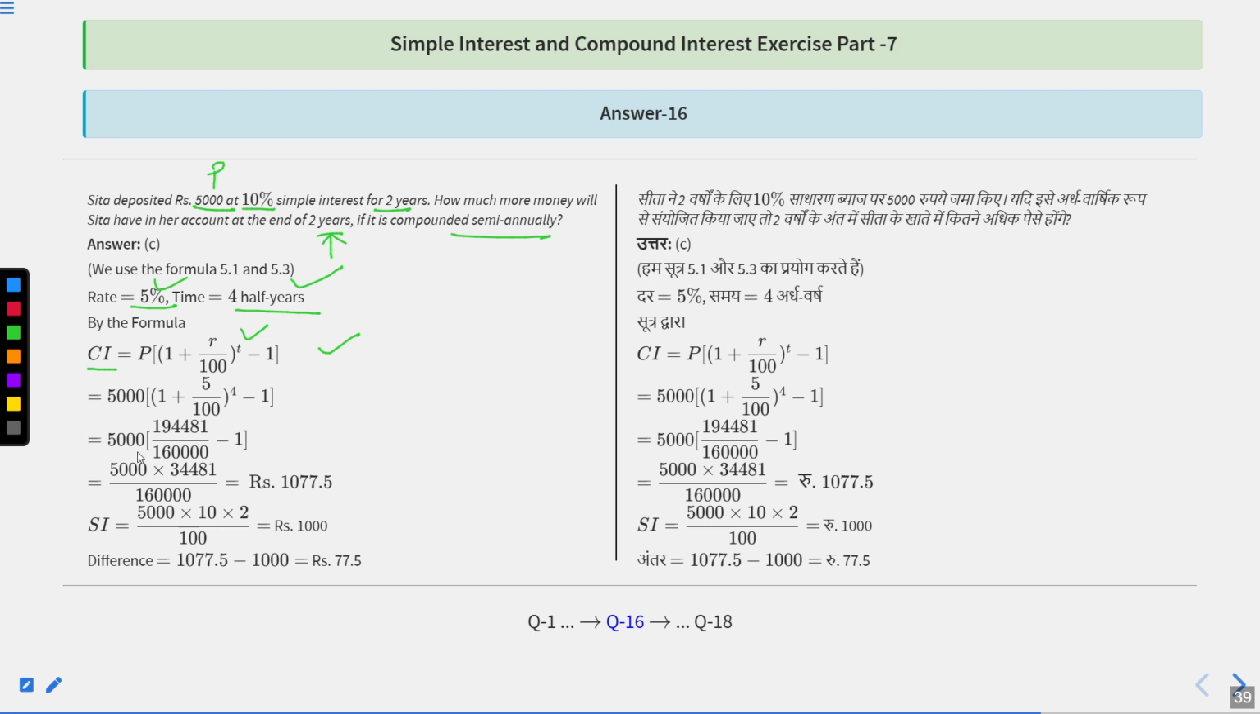So we put these values into 1 plus 5 upon 100 to the power 4 minus 1. When we calculate it, we get compound interest of 1,077.5 rupees. So what will be the simple interest? Simple interest will be 5,000, our principal, at 10% for 2 years, which is 1,000 rupees. The difference between compound interest and simple interest in 2 years is 1,077.5 minus 1,000, which is 77.5 rupees. C is the correct answer. Next one.